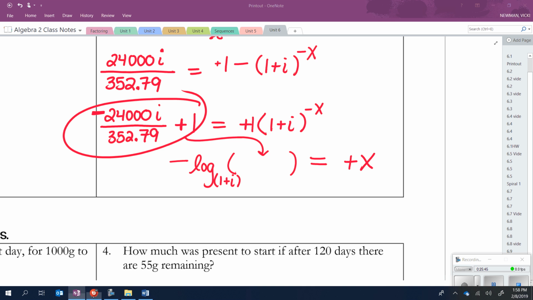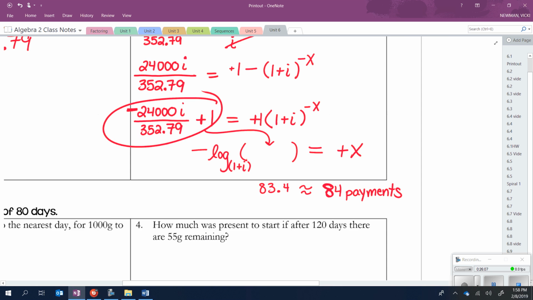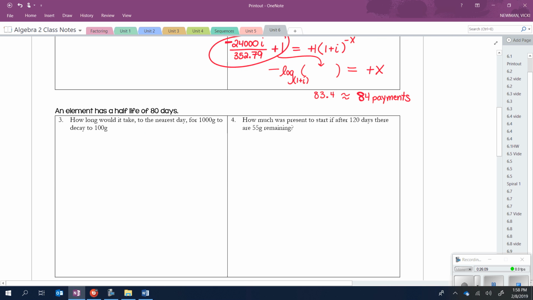So how many payments will she have to make? 84 payments. So 83.4, she'll have 84 payments. Is it? Yeah. I thought, yeah. I'm thinking 72 is 6. Okay. Take a deep breath.